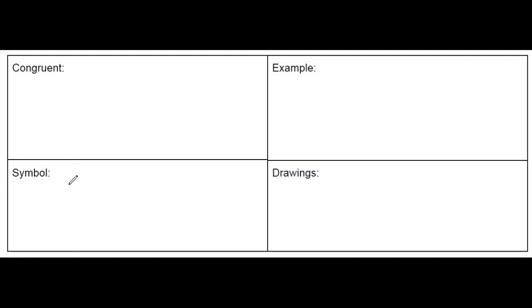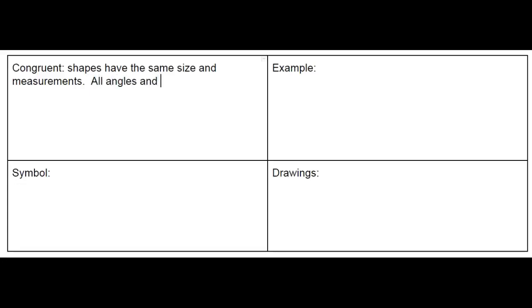Hello, class. Well, today we're going to be talking about the difference between congruence and equality. Congruence and equality. Well, when things are congruent, it simply means that shapes have the same size and measurements. Okay? All angles and sides are the same. Okay? So if I have two shapes that are congruent, whether they're triangles or other polygons, I have angles that correspond one to the other that are the same. I have sides that correspond one to the other that are the same. Okay, those are going to be congruent.